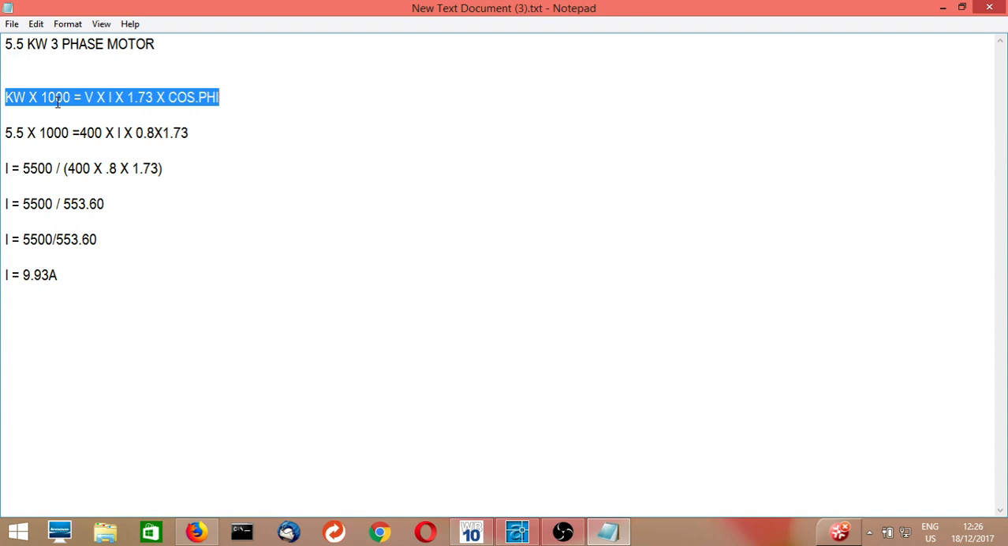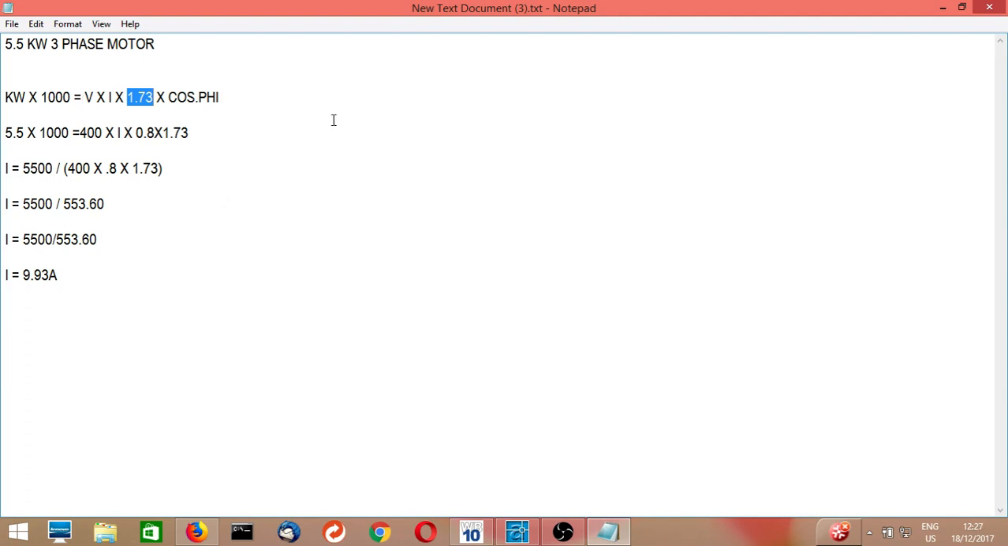So kilowatt into 1000. Kilowatt is equal to VI root 3 cos phi. This is the major equation: VI root 3 cos phi. This root 3, or 1.73, comes into the picture because this is a three-phase starter, three-phase motor. If it is a single-phase motor, we only consider VI cos phi.